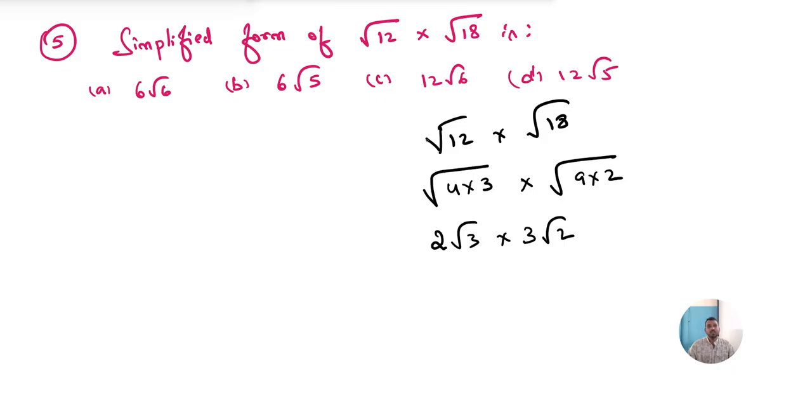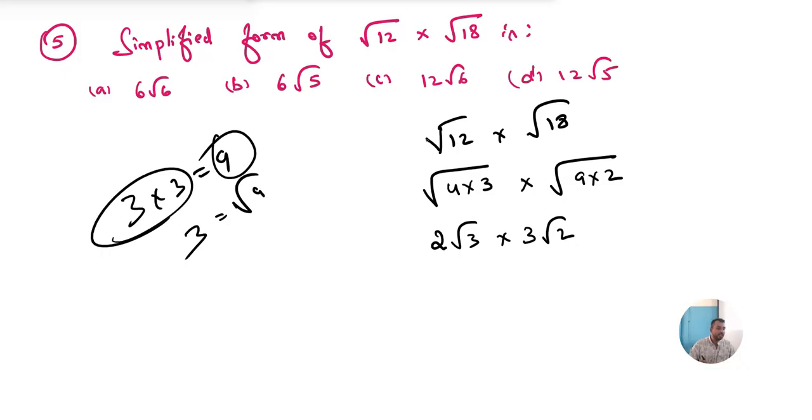Root 9 means 3. 3 into 3 is 9. 3 into 3 is 9. So we write the square root of 9 as 3. Which number, if you multiply 2 times, gives 9? That is a perfect square.